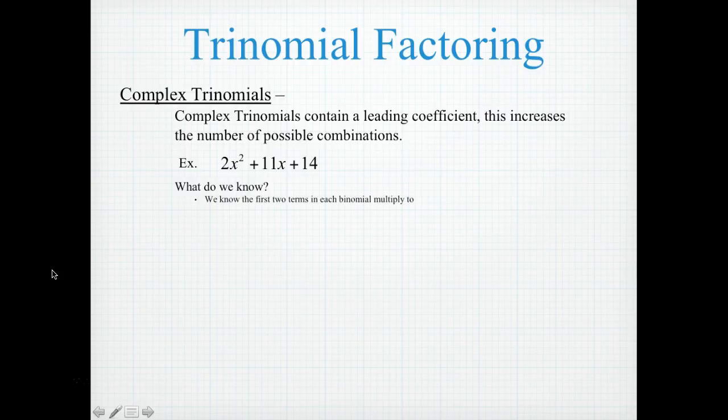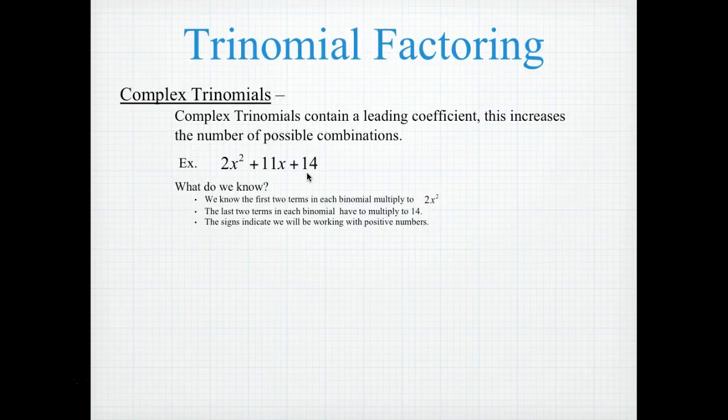So what we know is that the first two terms in each binomial are going to multiply to 2x squared. We also know the last two terms in each binomial have to multiply to 14. The signs indicate, since we have two positive signs here, that we're going to be looking for numbers that add to a positive and multiply to a positive. So we're going to be working with a couple of plus signs.